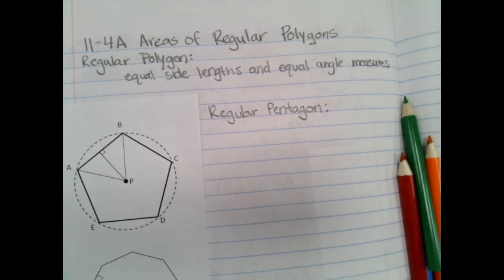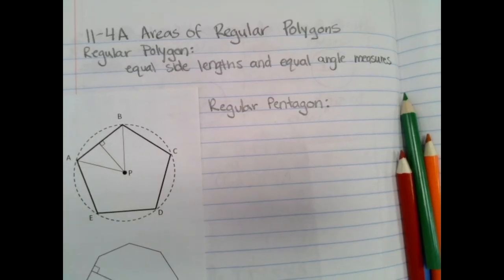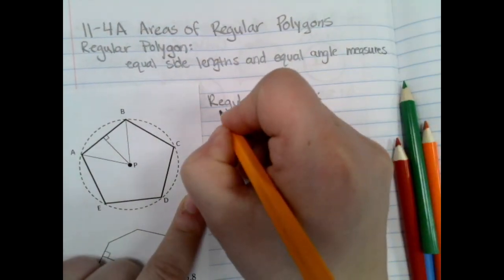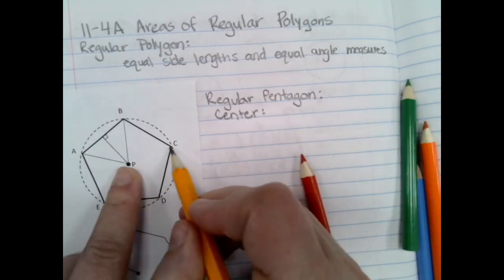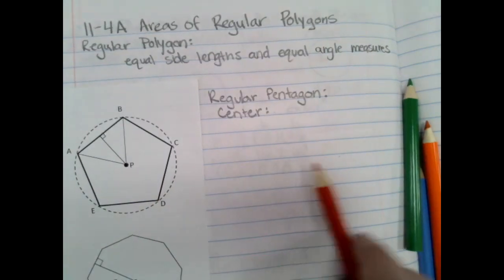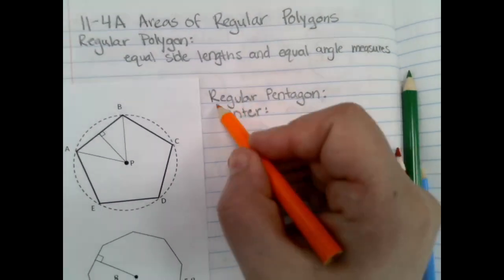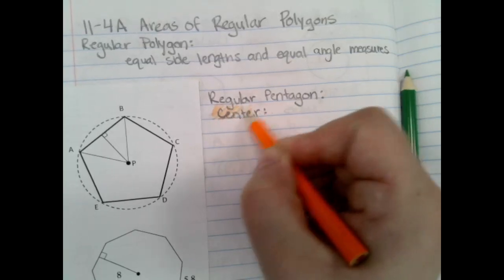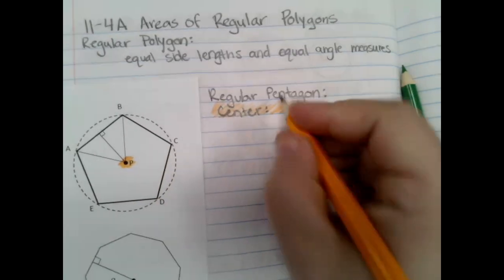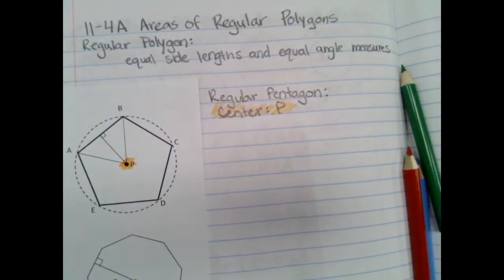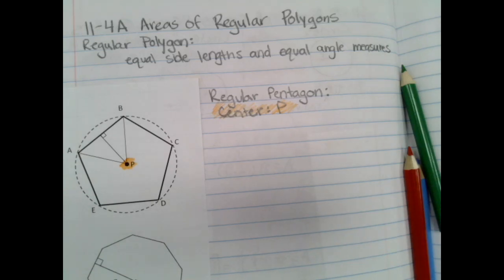Okay, so a couple of things we have to talk about with a regular pentagon here is we have a center. Similar to a circle center, the vertices of the pentagon are the same distance away from the center. So in this case, what is our center? What point? P.